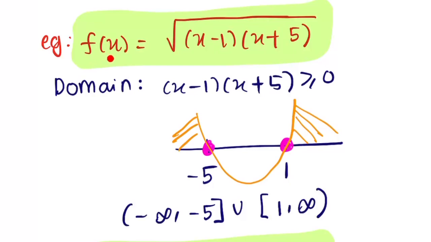Let's see this question here. f(x) is square root of (x minus 1)(x plus 5). What you should do is take the expression under the radical and make it more than or equal to 0. This is a quadratic. The easiest way is just to draw the smiley graph. Let's put minus 5 here and 1 here. And you want to take the positive side. Therefore, your answer is minus infinity until minus 5 included, union 1 until infinity.